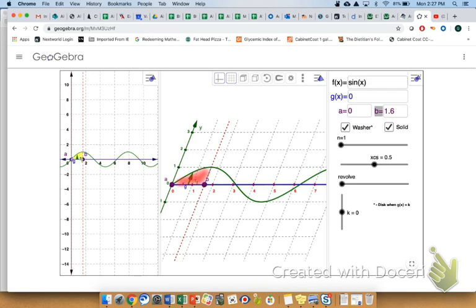Yes? Okay. So, like I showed you last time, what we're going to do with something like this is take that red region and rotate it around the x-axis, creating a solid. So if I revolve this region, it's now gray. We can kind of see this solid forming.